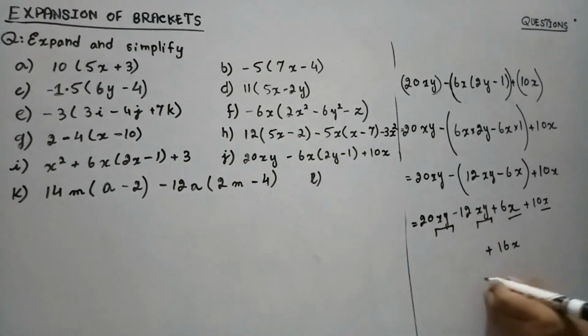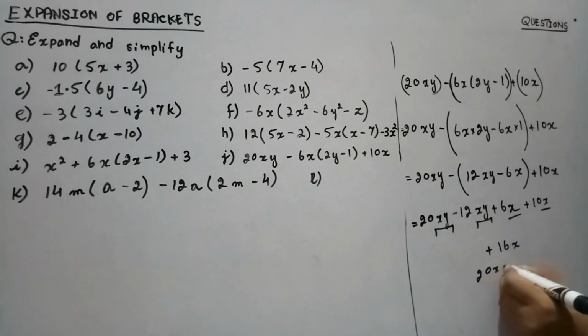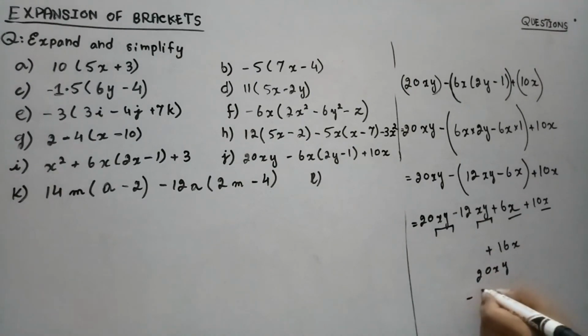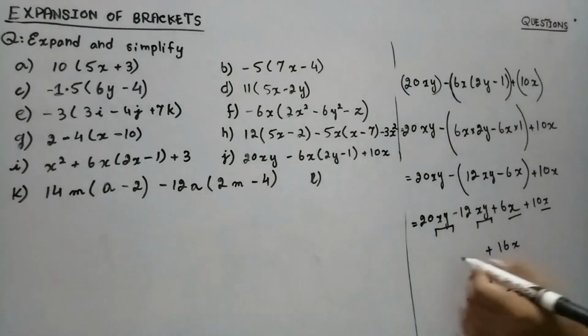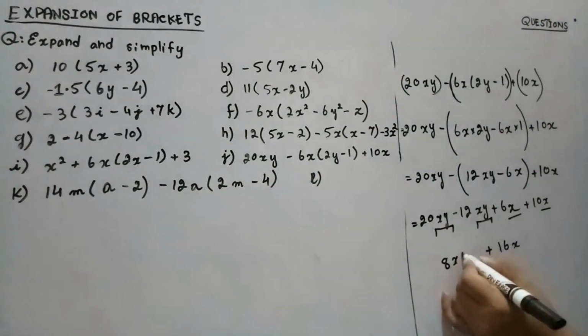Okay, here we have 20xy minus 12xy. Both have different signs, so we are going to take the difference of it. So 20 minus 12 will be equal to 8, and xy as it is.